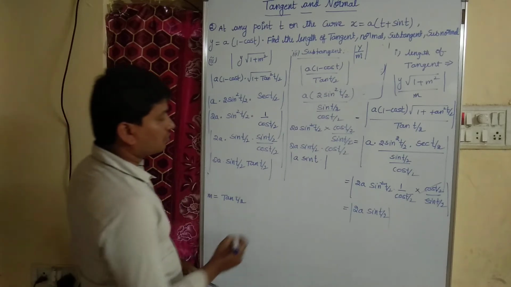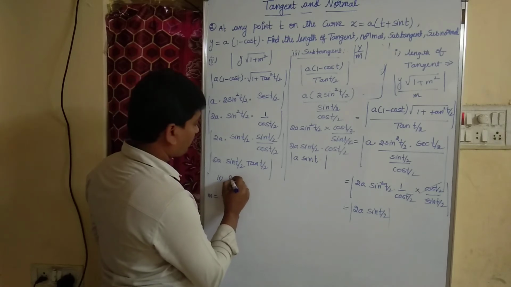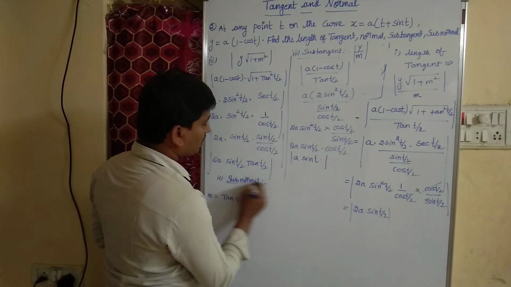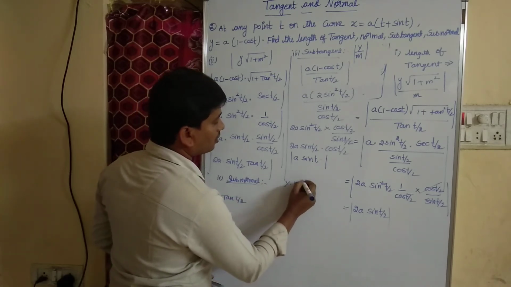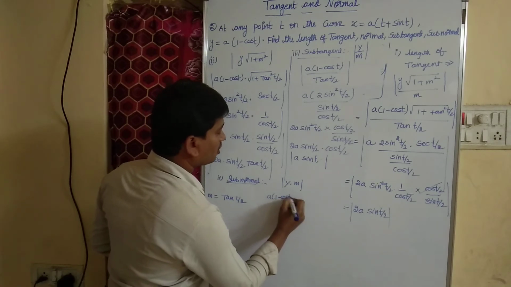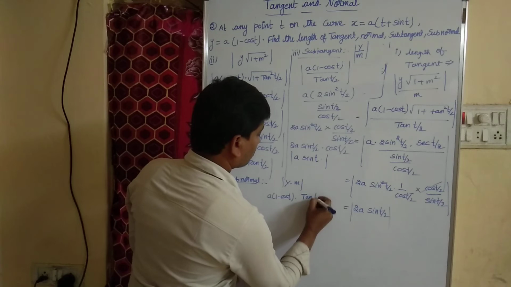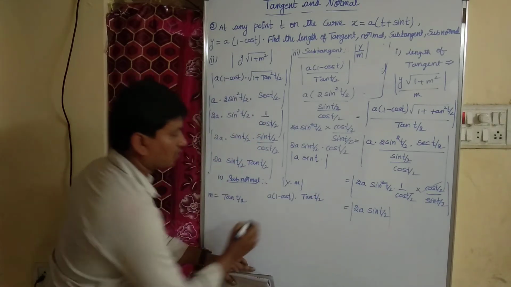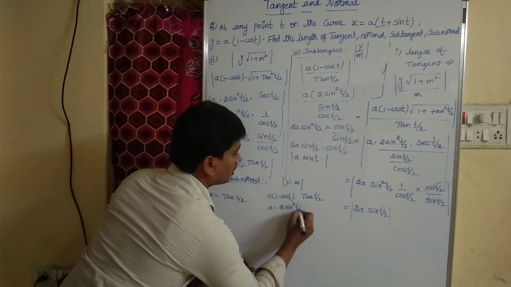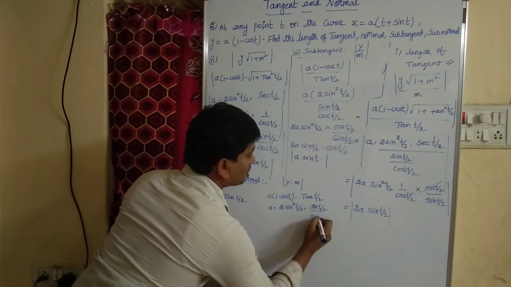Now coming to the fourth one, the length of subnormal. What is the length of subnormal formula? y into m. y is a into 1 minus cos t, into m value is tan t by 2. So a into this I can write as 2 sin square t by 2, and tan t by 2 I can write as sin t by 2 by cos t by 2.